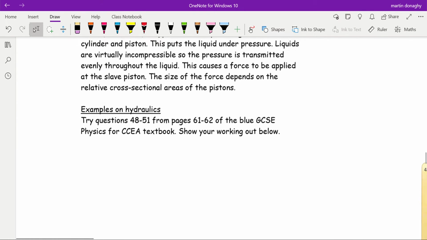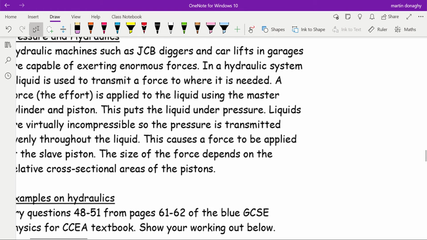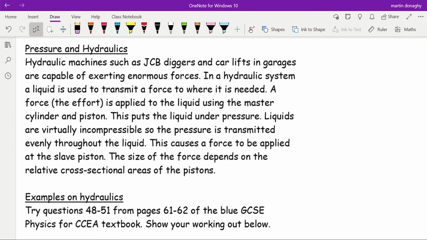Okay, so one way they can often frame questions on pressure is about hydraulics. Now, this used to be specified on your course, and in your specification it was taken off, but that doesn't mean they can't ask questions, but kind of introduce them first of all. So we thought it best to keep this in here a little bit and just go through the very basics of how hydraulic machines work.